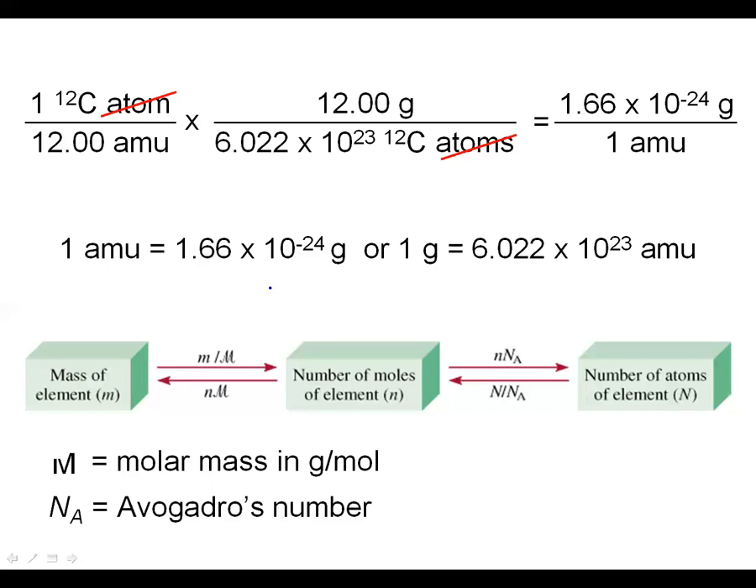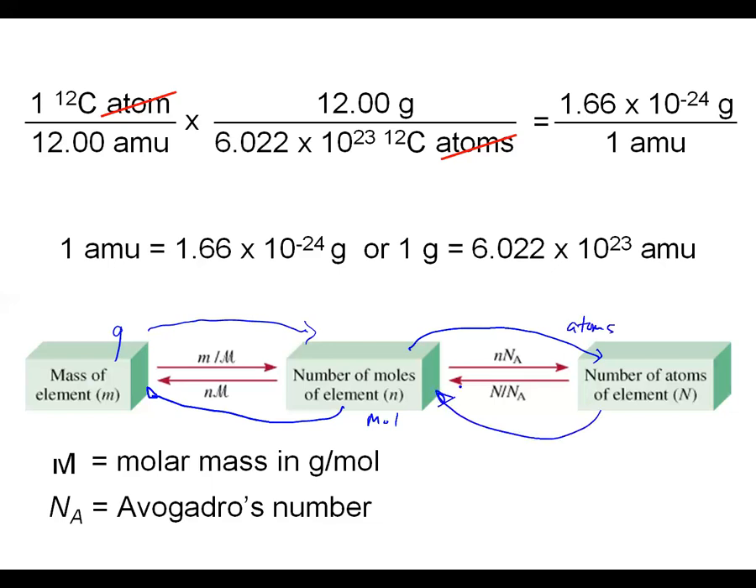So this is just our little decision tree here, like we were talking about, and really what we use these for. If we have the grams of the element, we would want to use the molar mass to get to moles. And vice versa, if we have the moles and we want to go to grams, we would use the molar mass. Again, it's only Avogadro's number as we go to atoms or molecules. If we're going the other way from atoms or molecules, that is where we want to use Avogadro's number.